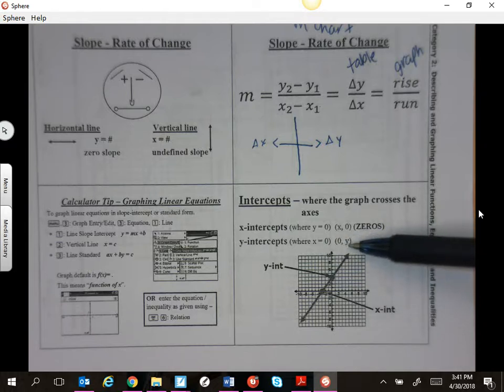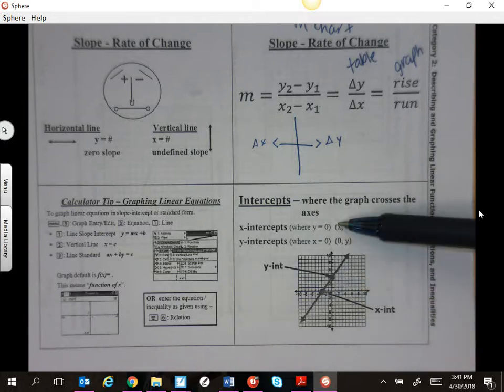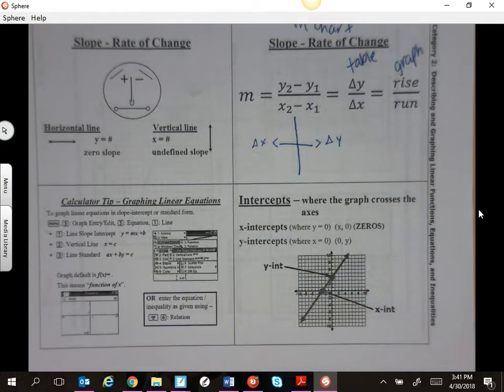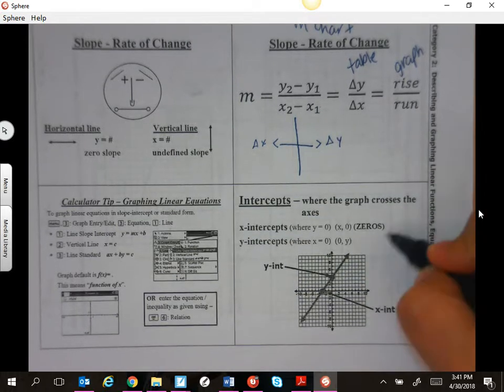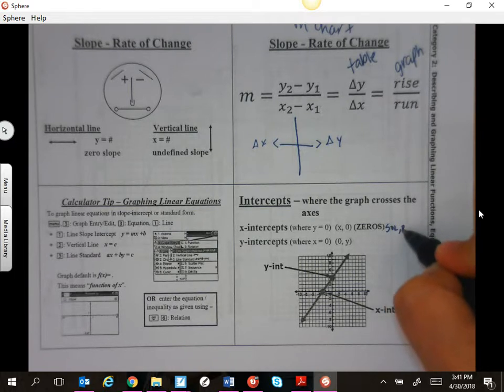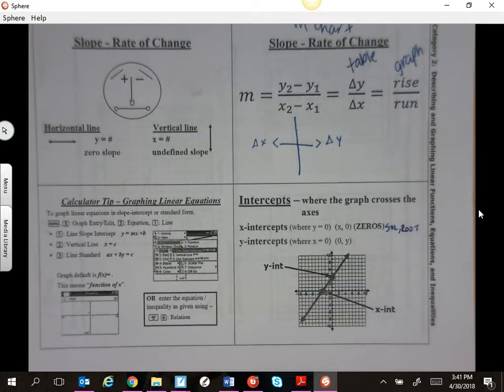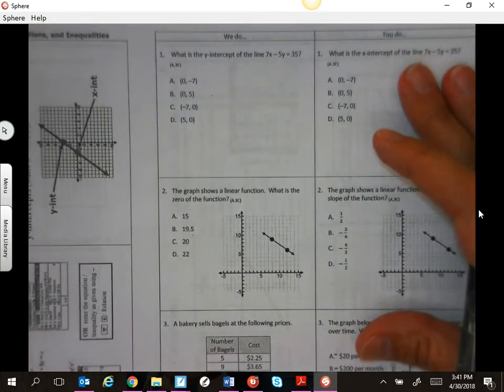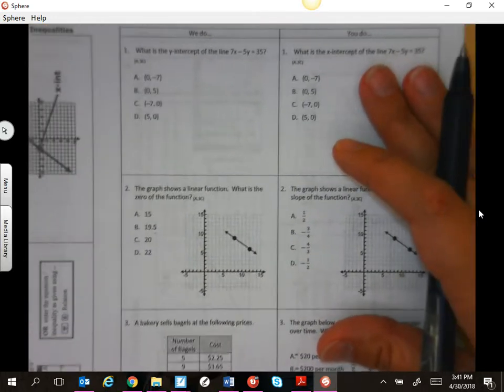Where x equals 0 is going to be a y-intercept. So we're looking for the y value on the y-intercept, and then we're looking for the x value on the x-intercept. Remember, x-intercepts are also called zeros, solutions, and roots. Okay, so we're going to do the we do's, and then you can go back and do the you do's in the computer.